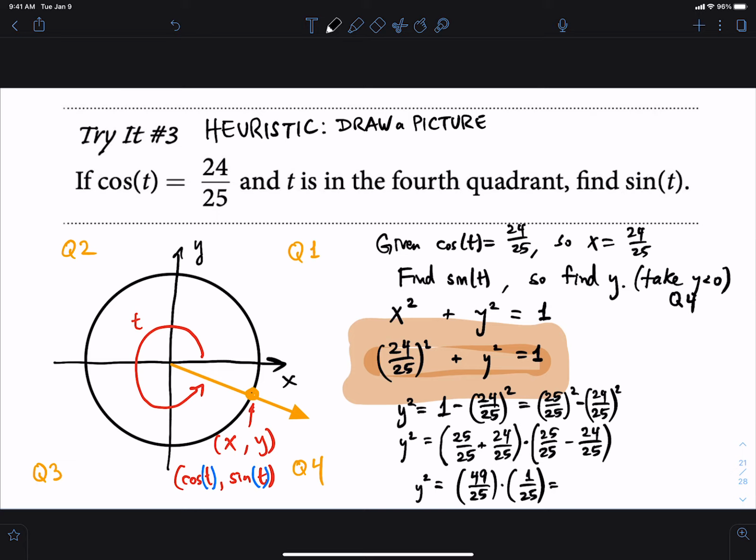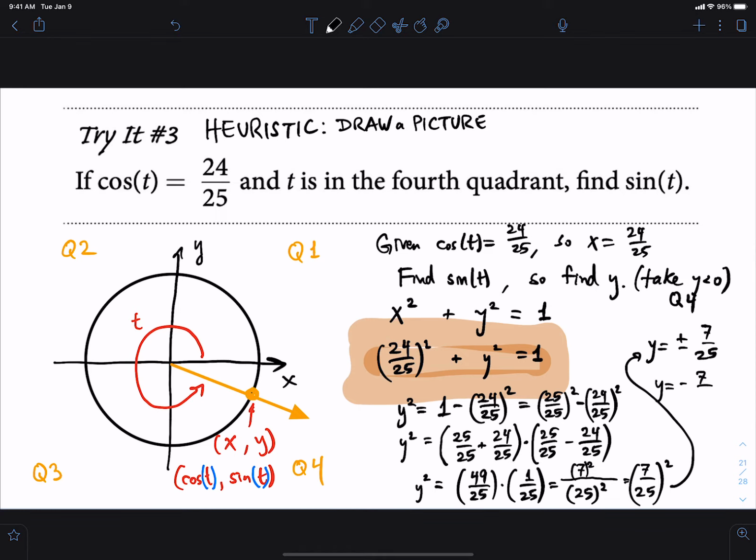Well, we have a 25 times 25, so the denominator is 25 squared, and 49 is actually 7 squared, and 1 is just 1, so this is 7 over 25 quantity squared. And so this means that y is plus or minus 7 over 25, but we know that we want the negative one, so y is negative 7 over 25, and that means that we have our answer.